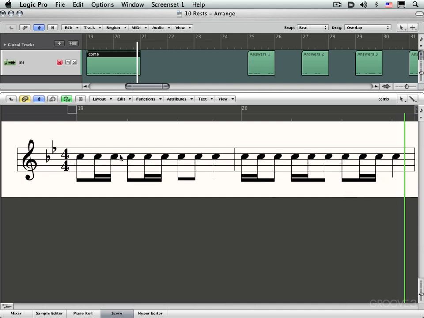So let me play this for you one more time. Just want to make sure you understand this. 1 and a 2 and a 3 and 4. 1 E and 2 E and 3 and a 4.